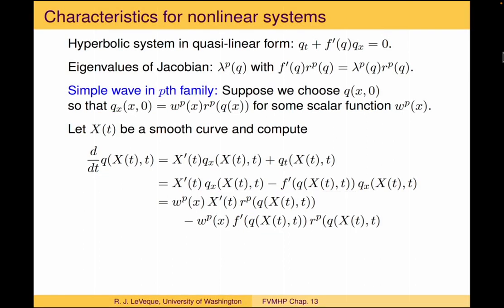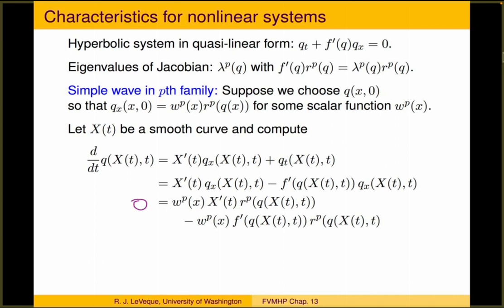And now, if we look at this, we can actually set this to 0 in order to get a curve along which q is constant again. And if we set this to 0, then we can cancel out the w_p, which is the same in both places. And what we see is that we require that f'(q) times r_p at the same q is equal to x' times r_p.